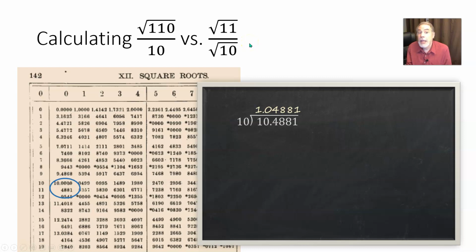Now, if we had left it as the square root of 11 over the square root of 10, we can look up that the square root of 11 is about 3.3166, and the square root of 10 is about 3.1623. But then to divide that by hand, oh, that gets really messy. You have to figure out how many times this goes into this, and multiply and subtract, and go through all the process of long division with these big ugly numbers, and that's not anywhere near as easy as this was.